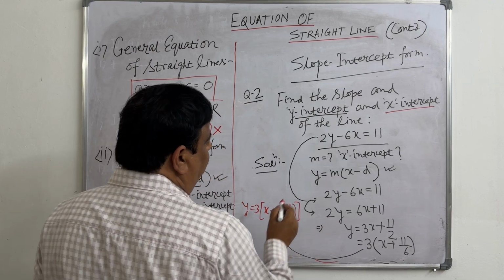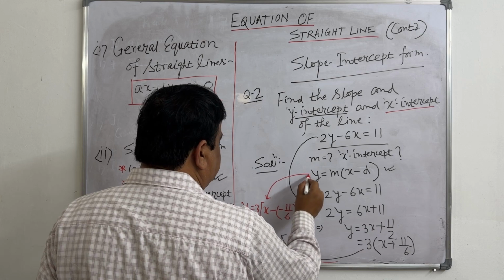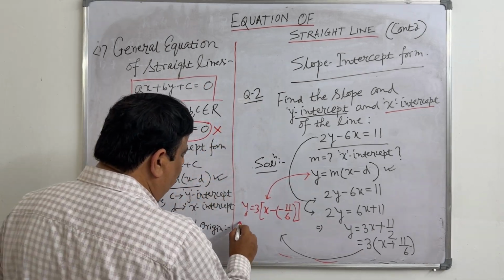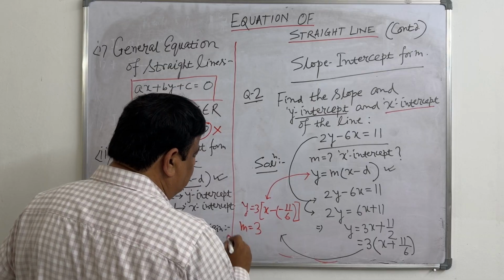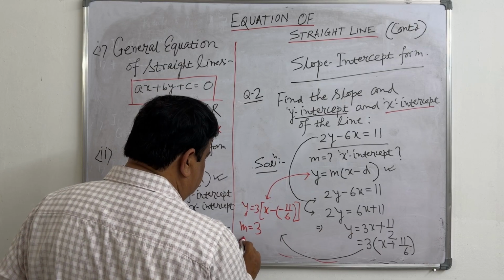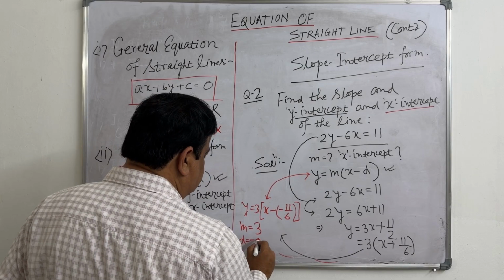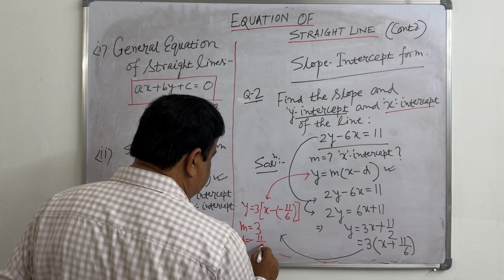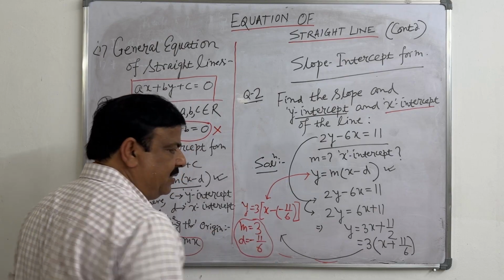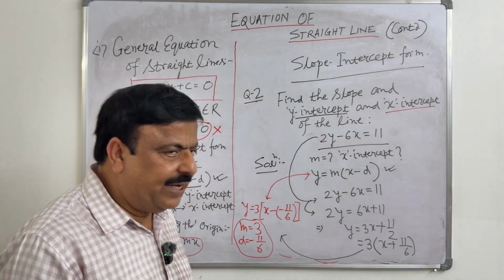If you compare this equation with the base equation, what will be the slope? That is m is equal to 3. What will be the x-intercept? That is d is equal to minus 11 by 6. So this is your answer. Clear? Let's move to the next problem.